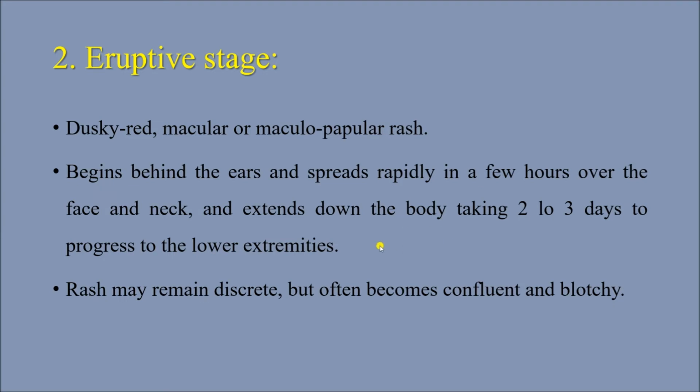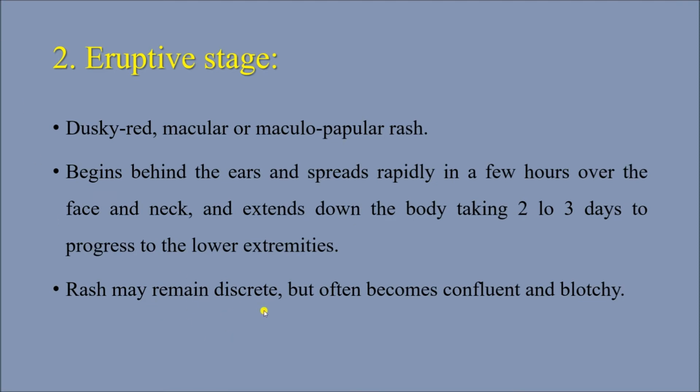So this is a very important difference between the rash of measles and the rash of chickenpox. In chickenpox, the rash first appears on the trunk, on our body, then it spreads towards the extremities and also towards the head and neck. So it spreads outward. Here in measles, the rash first appears behind the ears and then it spreads rapidly over the face and neck and then towards the body. So it goes downwards, and in another 2 to 3 days it also is present on the lower extremities.